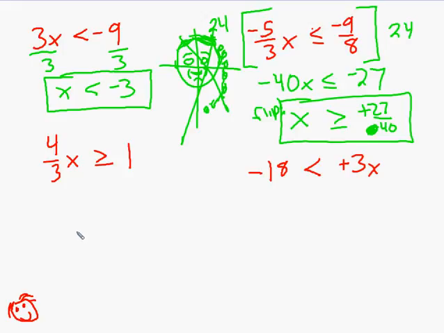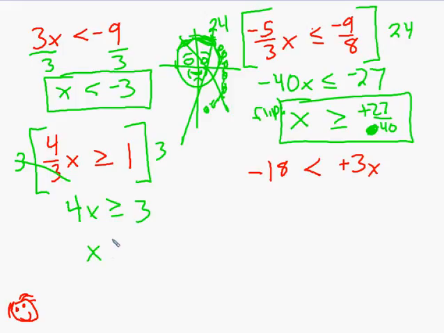What do we do on this next one? Divide. I meant to multiply by 3. Yeah, that's what I meant. Okay, so what do we get on the left? 12. 4x. The 3's cancel. Greater than or equal to 3. Now we divide by 4. We get 3/4.